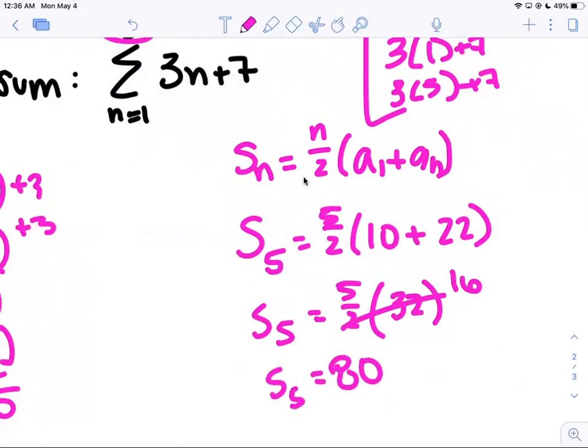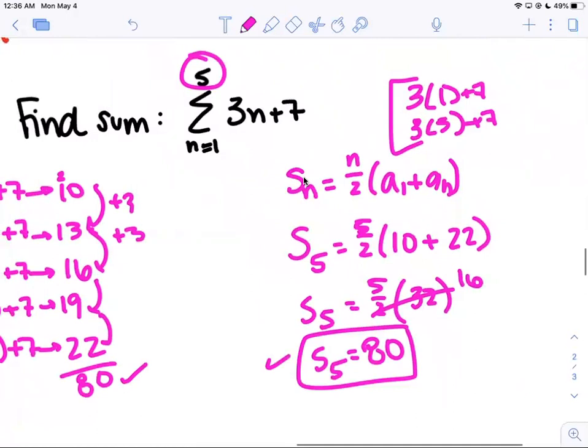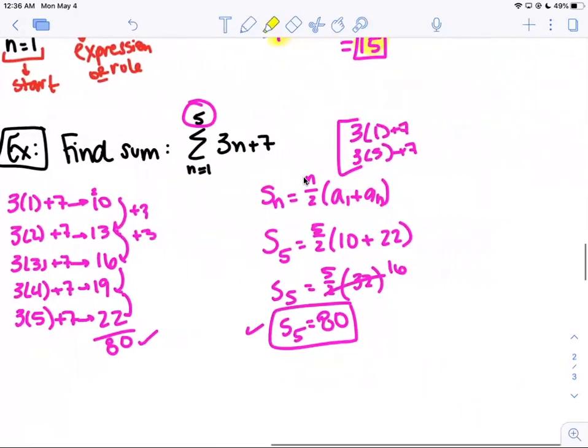Perfect. Yep, that looks good. Yep, those are the same. So either method is fine. This is using summation notation to find a sum. We're going to do one more.